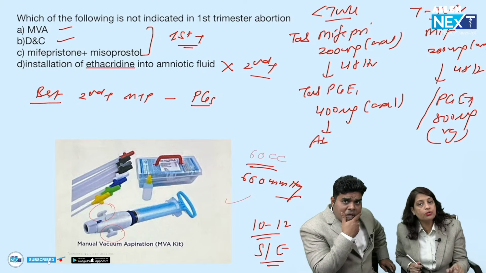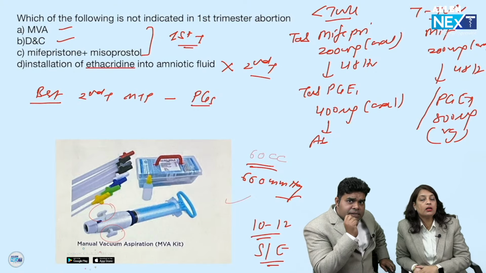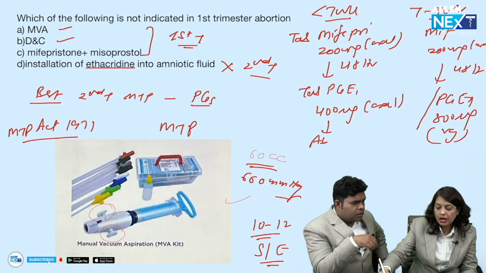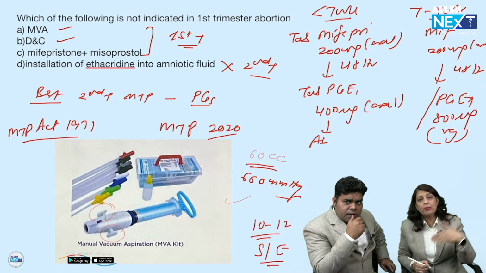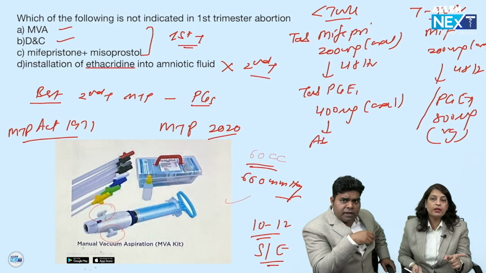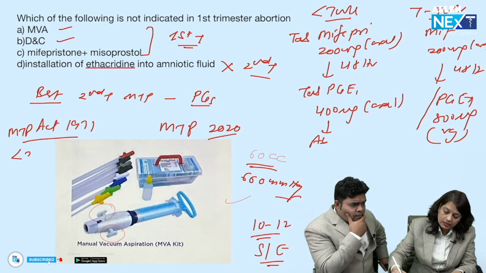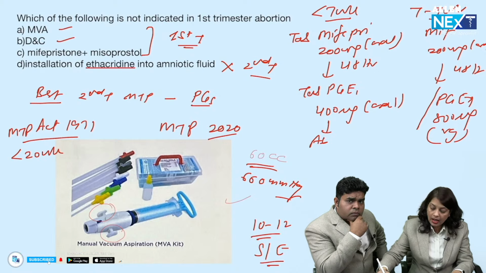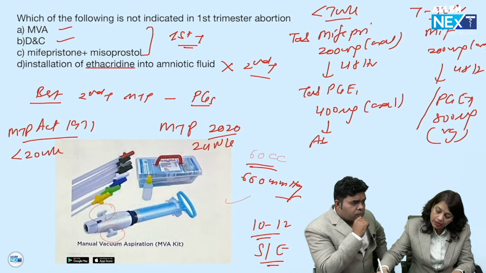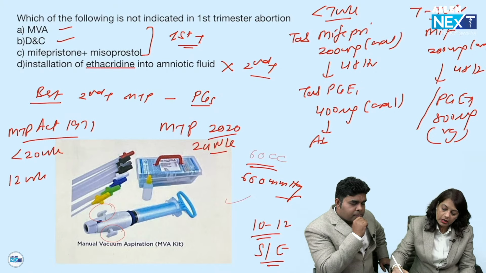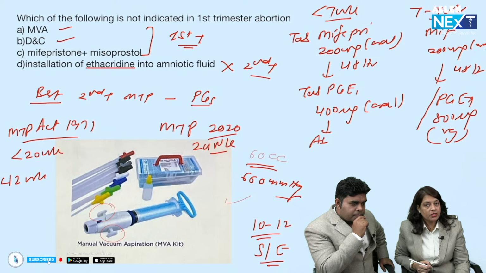Okay, then you should know the guidelines of the previous MTP Act. What are the differences between the 1971 Act and the new MTP Amendment Act 2020? Implementation was done in 2021 and 22. One difference is that earlier it was legal up to 20 weeks, and in the new Amendment Act it is legal up to 24 weeks.